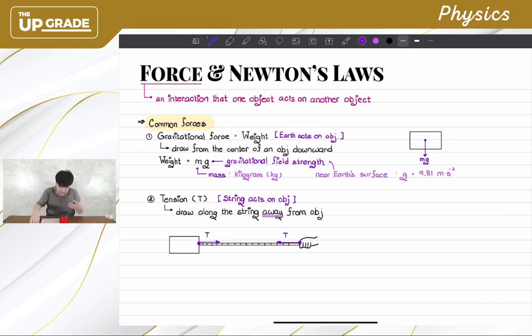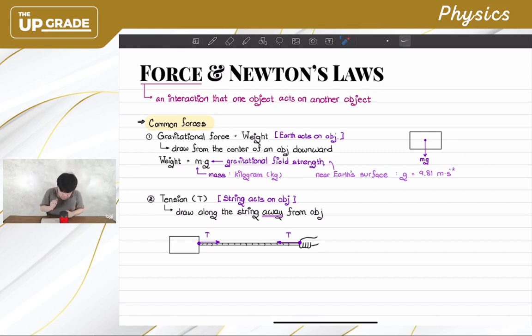But that's the key. It means that no matter where the string is attached, you can see this string is attached at both ends, the left and the right end. No matter where the string is attached to the object, there is a force. There is always a tension, and the string always acts away from object.